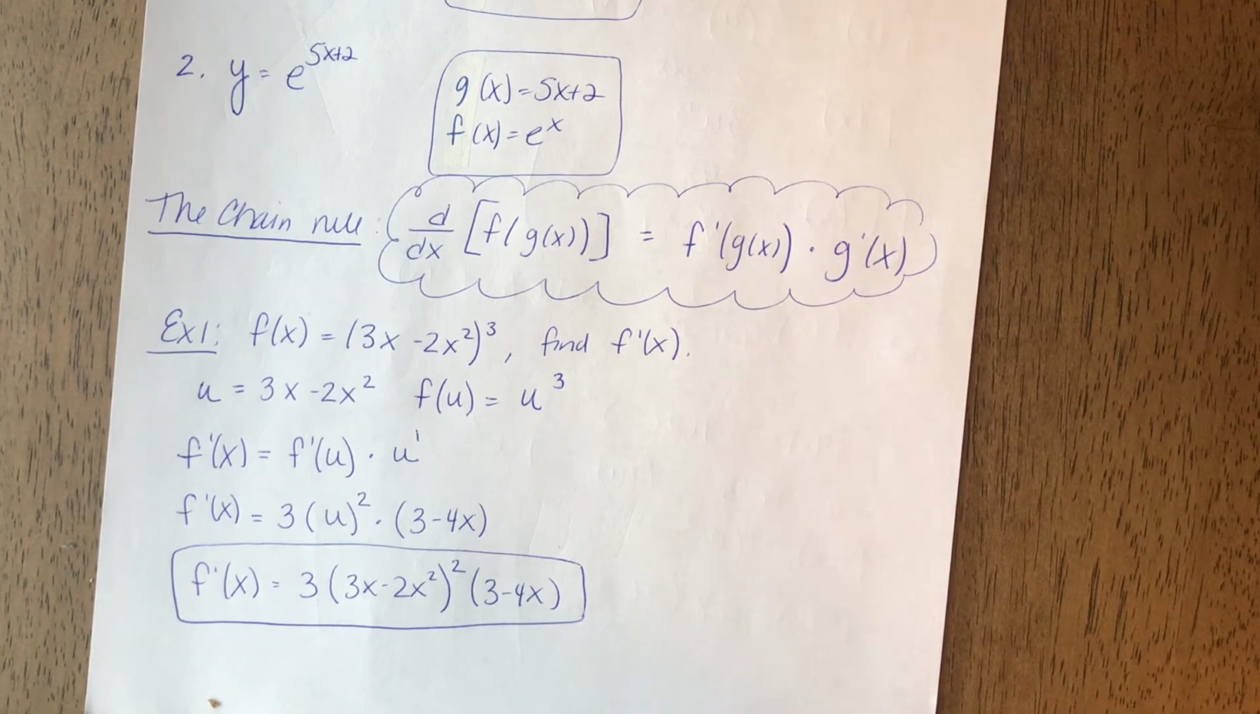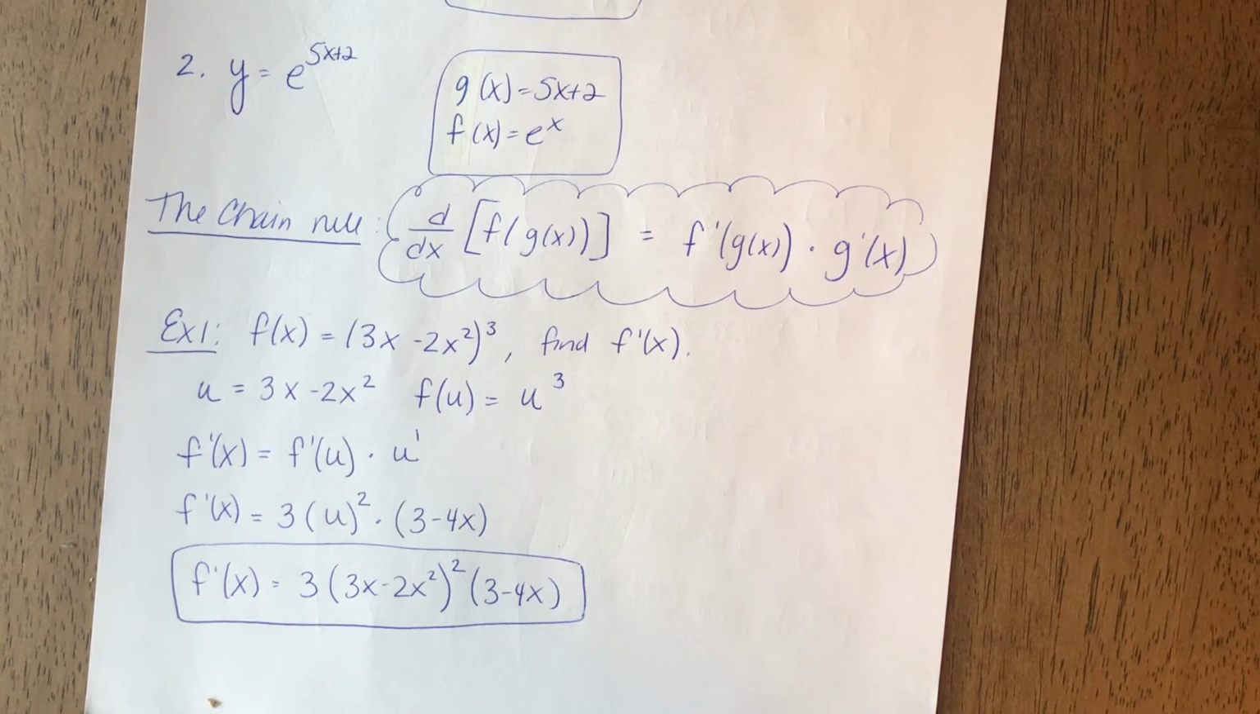So what we're going to do in our first example, f of x is equal to 3x minus 2x squared, all to the power of 3. We have to find f prime of x. So before we do that, we're going to analyze it and break it down a little bit. Our inside function is 3x minus 2x squared, and that's what we're going to set u to be. And then f of u is just going to be u to the power of 3.